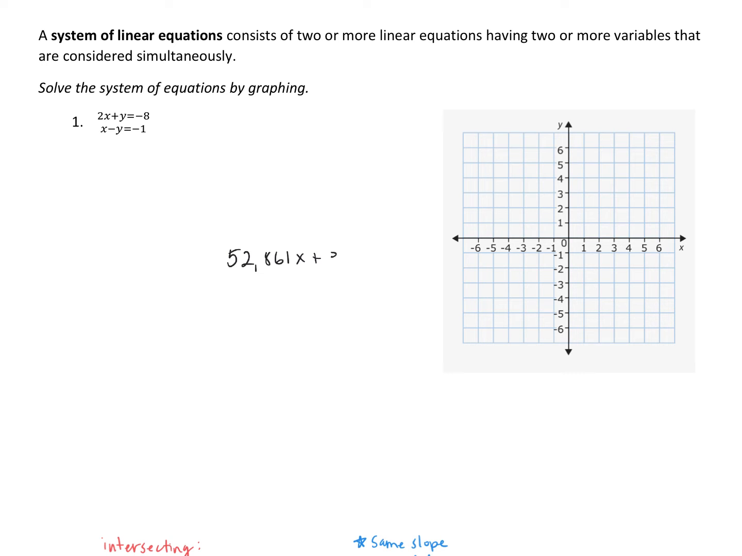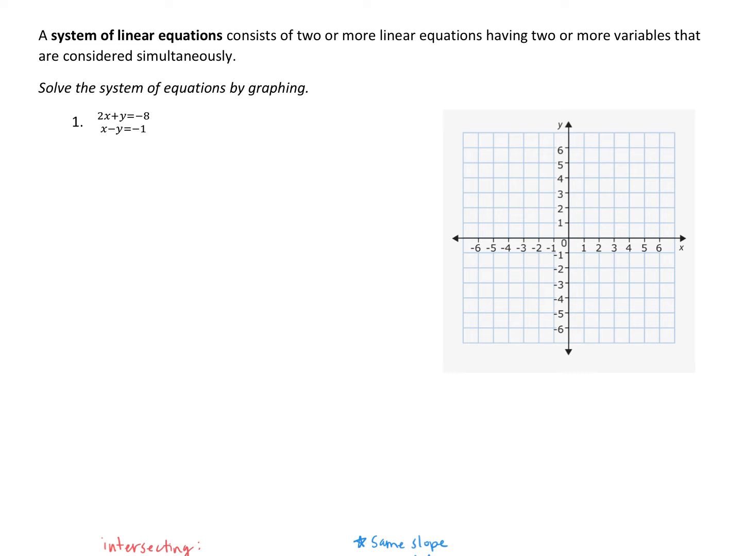Let's say I had 52,861x plus 3,520y is equal to 1, and then negative 4x minus y equals 5. You're going to have a huge grid to do that, and do you really want to graph that? No. So that's not a realistic way to do every single problem, but it gives you an idea of what's happening behind the scenes: the intersecting lines versus the parallel lines versus the same line.